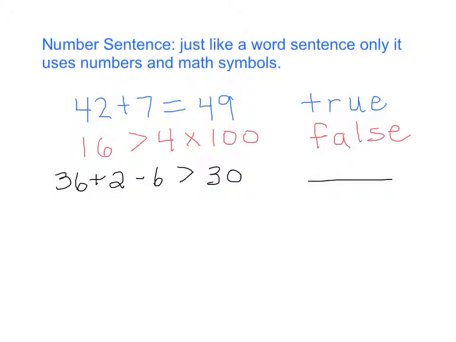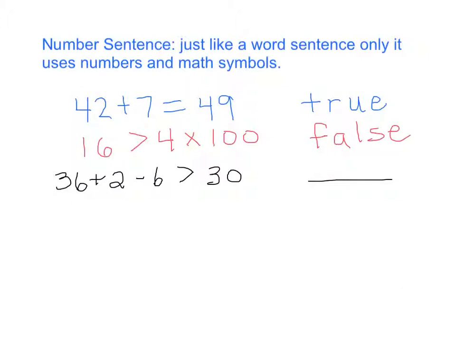Today we are going to talk about number sentences and open number sentences. First, I'd like you to know that a number sentence in math is just like a word sentence, only it uses numbers and math symbols. For example, we have 42 plus 7 equals 49. That's a number sentence. It has numbers, it has math symbols. In fact, it needs to have operation symbols and relation symbols. This happens to be a true number sentence.